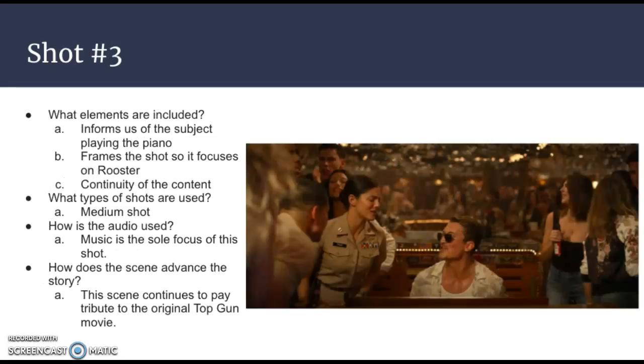Shot number 3 is this medium shot of Rooster and one of the other characters. It informs us of who is playing the piano, so we can clearly see that Rooster is sitting at the piano and people are singing around him. So it frames it that we're focused on him. And this is a continuity of the content. It's continuing along the scene with the song.